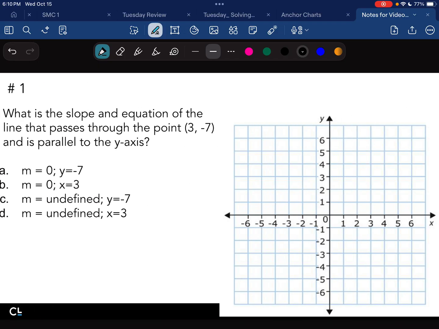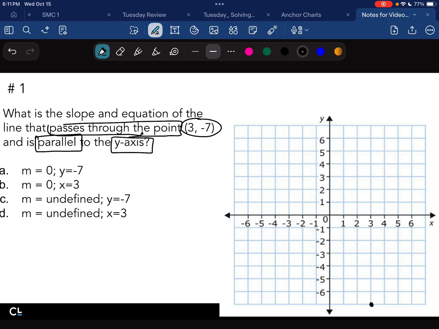Let's look at this first question. What is the slope in the equation of a line that passes through the point 3, -7, and is parallel to the y-axis? So first things first. They gave me a graph, so I'm going to utilize my graph. So go ahead and plot the point 3, -7. So 3, -7 should be here. Okay, so it passes through the point 3, -7. And it's parallel to the y-axis.